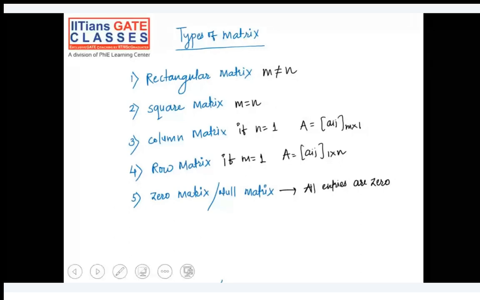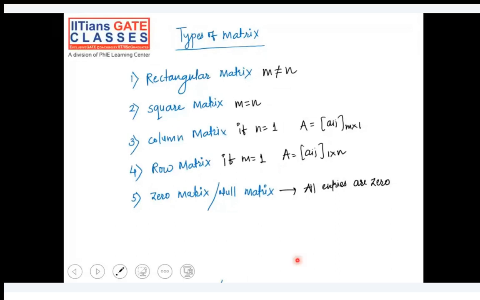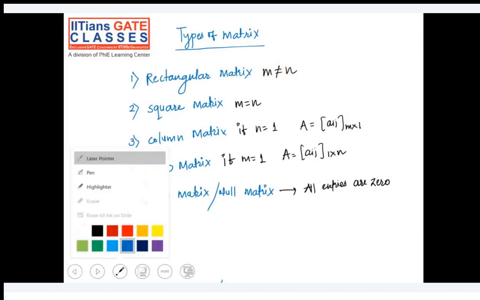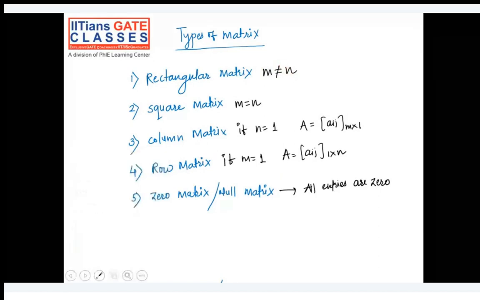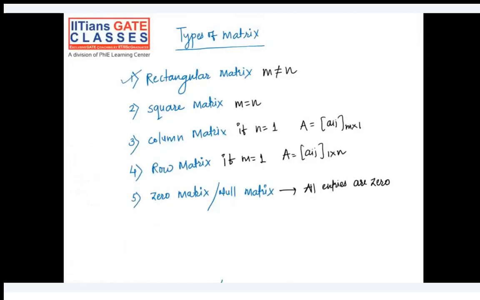What is the meaning of m? m means number of rows, n means number of columns. So m is not equal to n. It means your matrix will look like a rectangular shape. For example, a 2 cross 2 matrix will not be rectangular, but 2 cross 3 or 3 cross 2, where the number of rows and columns are different, we can call rectangular. But if the number of rows and columns are equal, we call it a square matrix. So the basic types are the rectangular and square matrix.